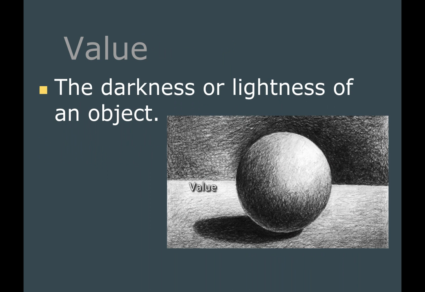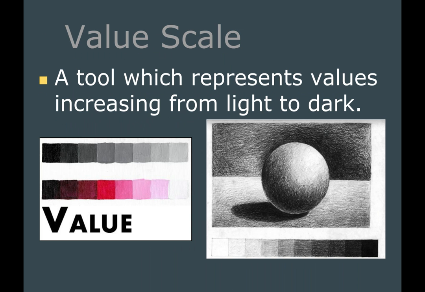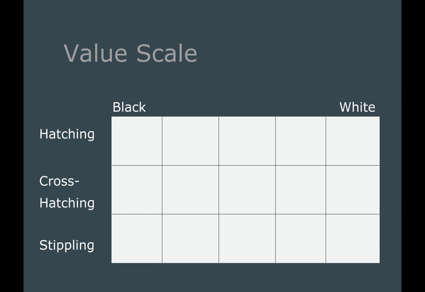Value. What is value? Value is the darkness or lightness of an object. What's a value scale? A value scale is a tool which represents values increasing from light to dark. Value can be shown in a grayscale, or value can be shown through color. This is an example of a blank value scale.